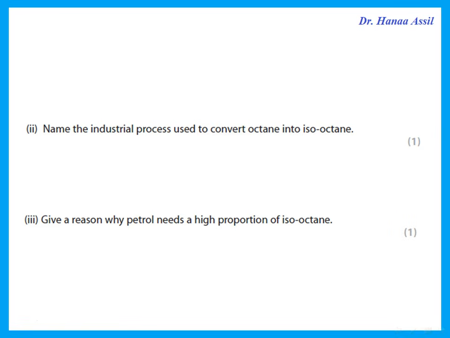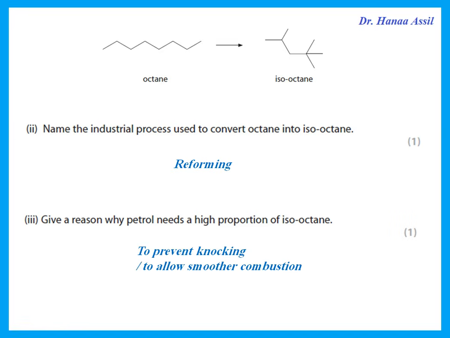Name the industrial process used to convert octane into isooctane. Remember, if I have a straight chain and I change it into a branched chain, this process is called reforming. Give a reason why petrol needs a high proportion of isooctane. Why do we add isooctane to petrol? Remember, we said this is to prevent knocking or to make the combustion smoother. So it allows petrol to do a smoother combustion, or we say it prevents knocking.